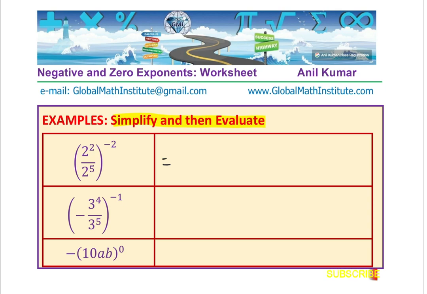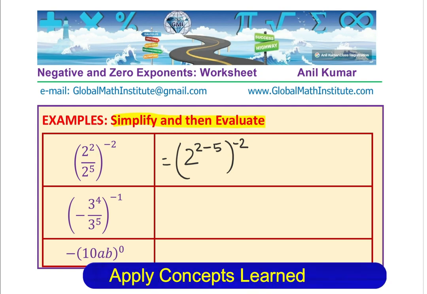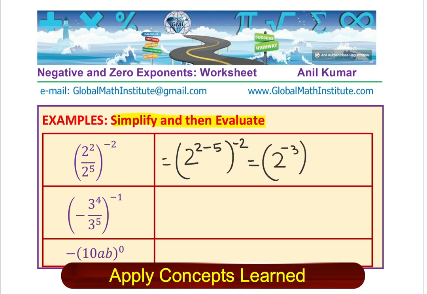Let me rewrite, okay. So we have 2 to the power of 2 minus 5, all to the power of minus 2. Makes sense? Because it is division, right? So we applied the rule. You have to subtract the index or the powers. So what do we get? We get 2 to the power of minus 3. And then we have minus 2 here.